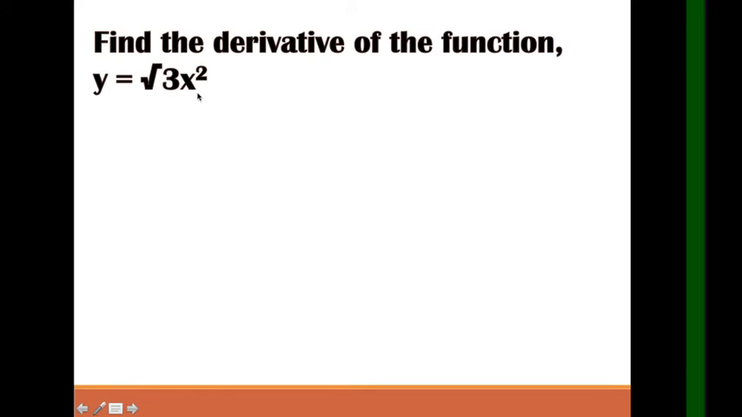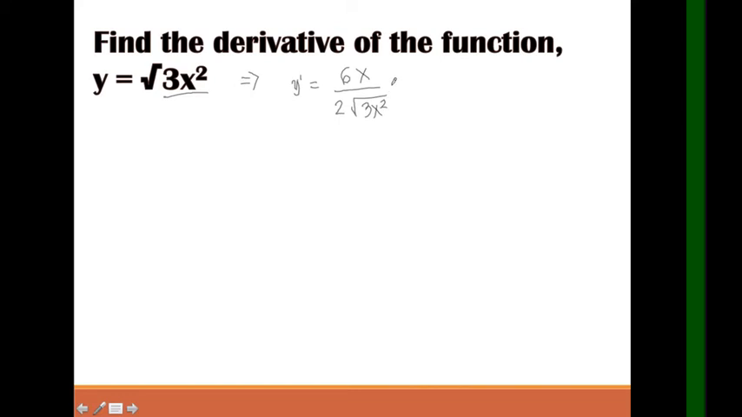So let's have this one. The derivative of y equals the derivative of u, and this is u, so that is 6x. Derivative of 3x squared is 6x: 2 times 3 is 6, and x squared is x, because that's minus 1. All over 2 square root of 3x squared.